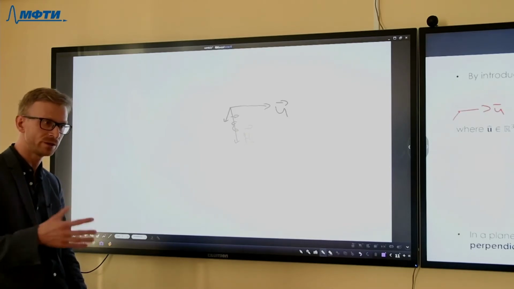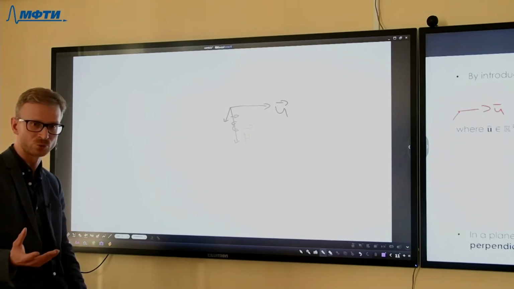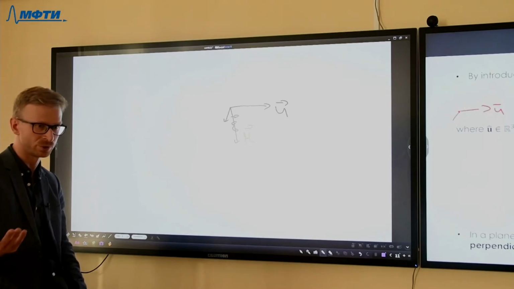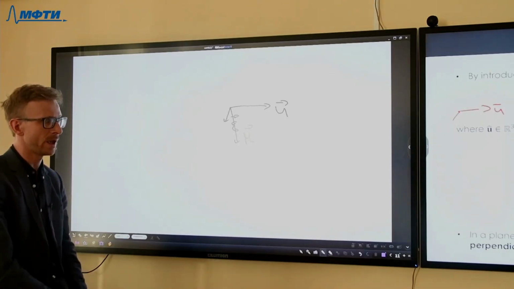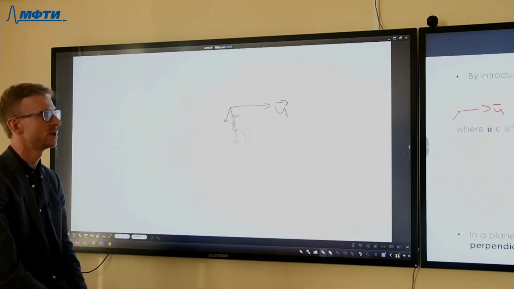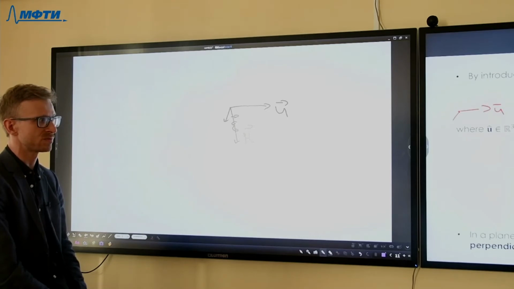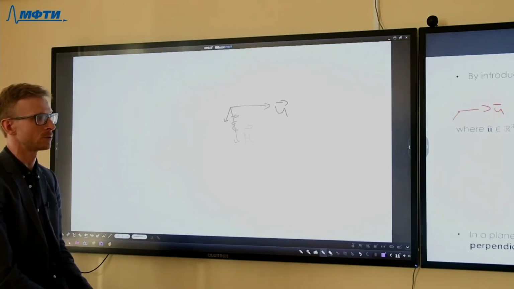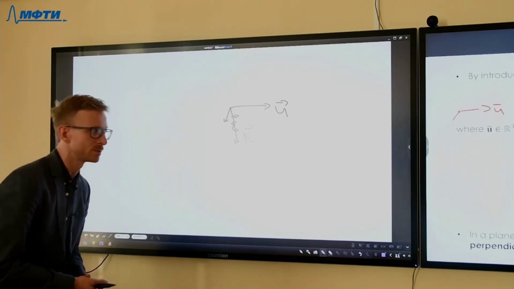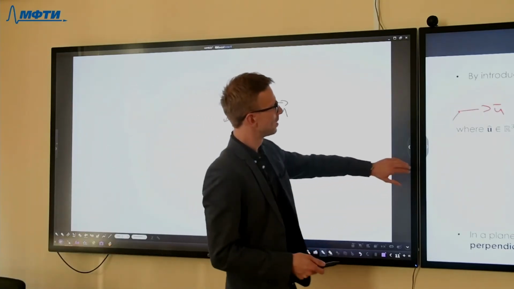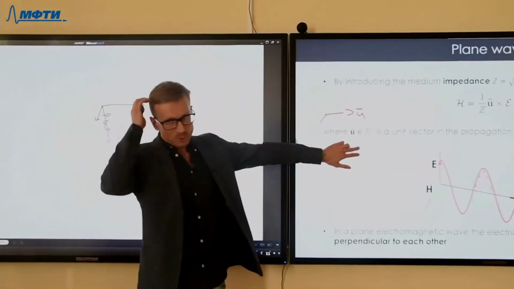go back to real amplitudes, and remember that real amplitudes of the fields are just real parts of the complex amplitudes. They outline either a sine or a cosine shape in space, and at every point they outline a right-handed vector triplet, and the three of them are perpendicular to each other in a homogeneous plane wave. You with me so far?